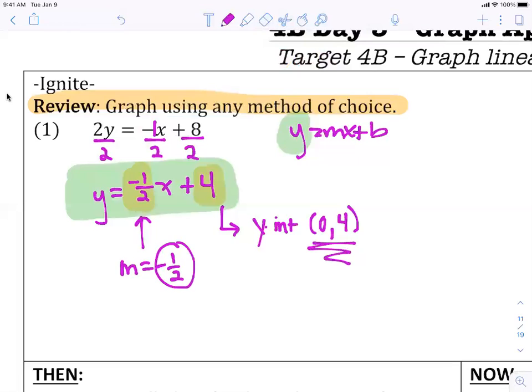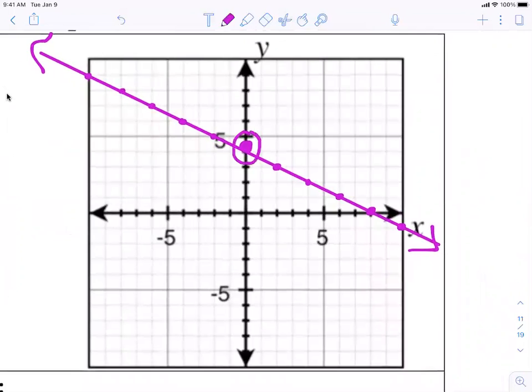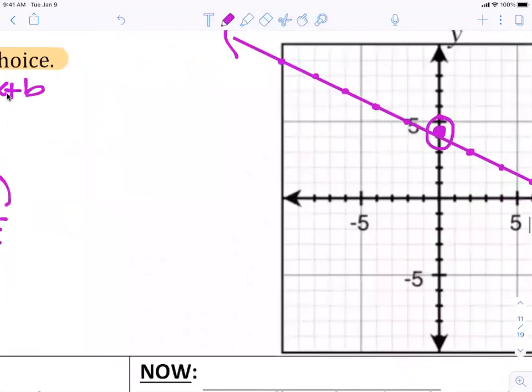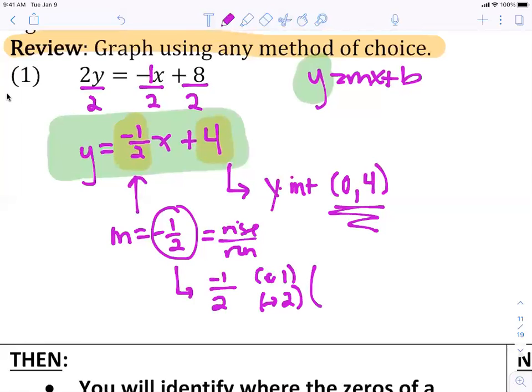So I'm going to go left to right, 0, up 4. Your graph should have looked like this. You should have first plotted this point right here. That was our y-intercept. And then it was a matter of applying our slope. If my slope is rise over run, and it's negative 1 over 2, it basically tells me go down 1 and go right 2 every single time. Or you can reverse that. You could also go up 1, back 2, and that would also work technically.